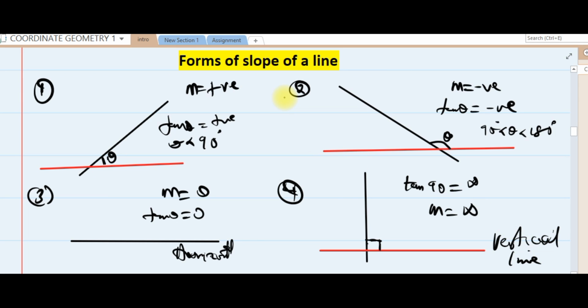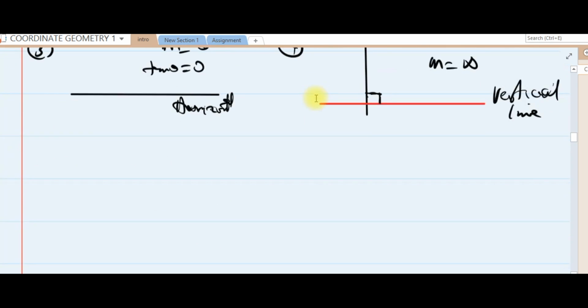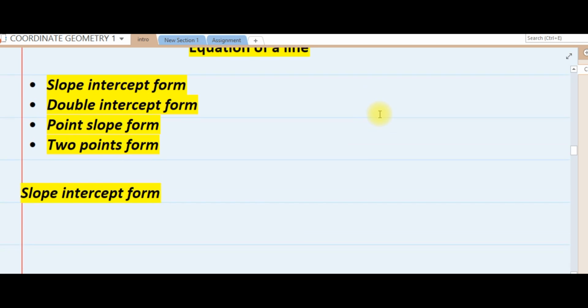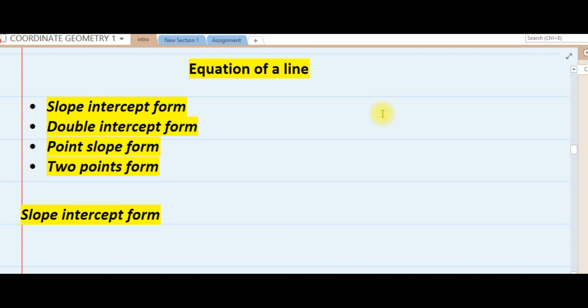So that's why they said slope is restricted to only slant lines, because this is not a number, this is not a number. But this at least must be a positive number, and this must be a negative number. That's why they say the slope of a line is restricted to only slant lines. So the next one is now the equation of a line. Under the equation of a line, we'll be looking at the first one, which is slope intercept form. The second one, double intercept form. The third one, point slope form, and the last one, two points form.